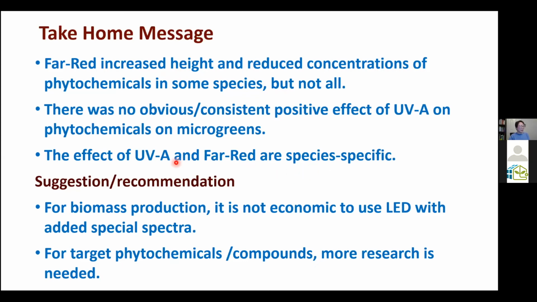And both UVA and far red effects are species or cultivar specific. So from all these studies, we would suggest that if you are growing for biomass production, then it is not economic to use a specialized spectrum like added UVA or far red if that is going to increase your cost. And for targeting phytochemicals, in our case, we only measured the total compounds. So there may be some specific effects using different spectrums, but that would need more research.